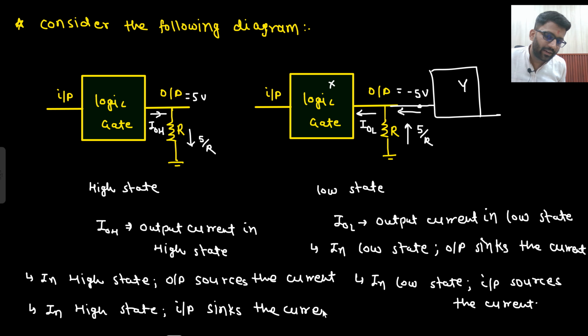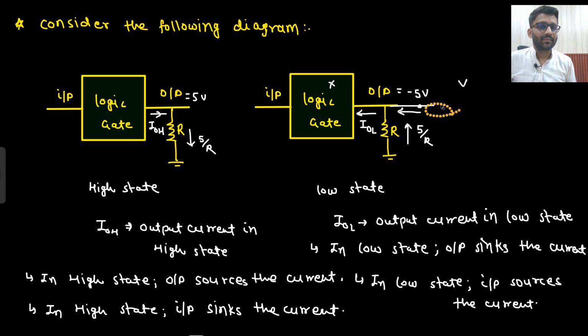Very easy thing. If you forget it, then you will be able to visualize the diagram. If output is high, that means current is getting out. So if current is getting out, to the next stage it would be getting in. So in high state, output sources the current and input sinks the current. In that manner you will be able to remember it.